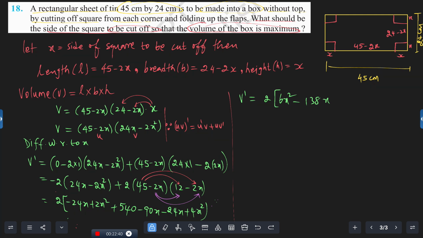Okay, 138x. What is the constant? 540. What is the constant? 540. Is there anything we missed? Just see, is there anything we missed? No, I'm right. Okay, what can you take commonly? What can you take commonly?